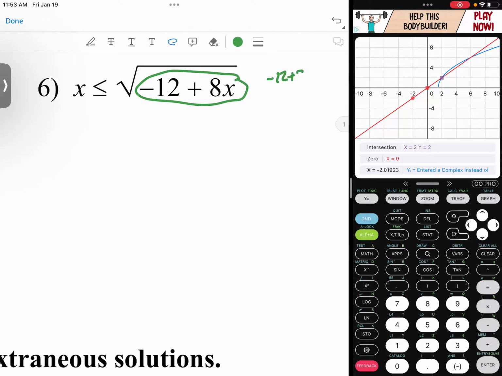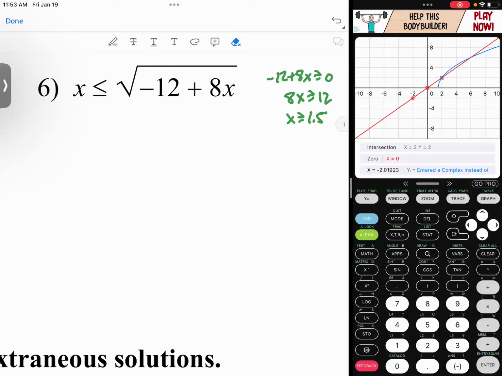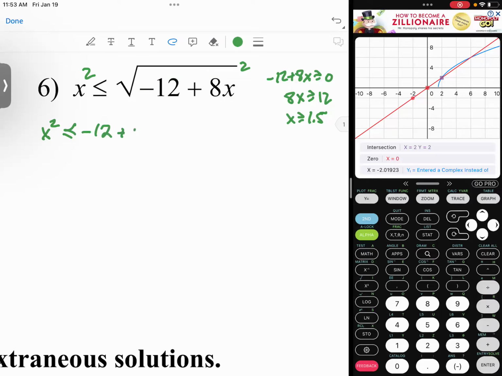So you still should say negative 12 plus 8x has to be greater than or equal to 0. So you get x has to be bigger than 1.5, but all of our solutions are going to be bigger than 1.5 anyway. So we're going to square this. We get x squared less than or equal to negative 12 plus 8x. It's quadratic, so we want to get everything to the other side. So we can factor or use the quadratic formula. These all factor, by the way.